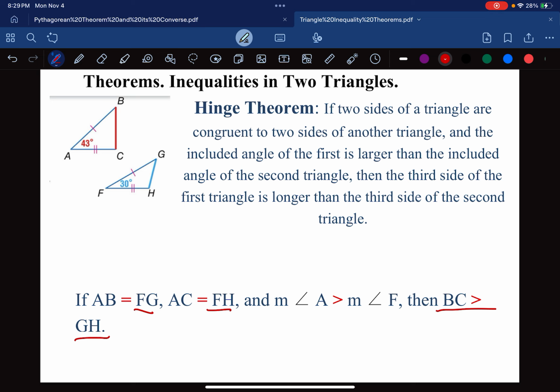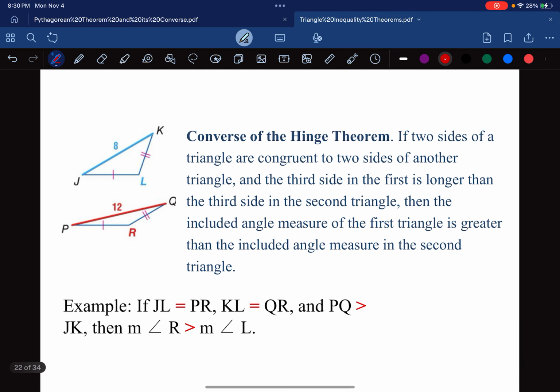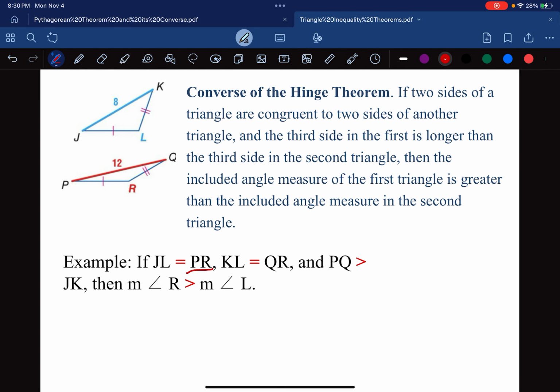Now, what's important about this theorem is that it's stating that if AB is congruent to FG and AC is congruent to FH, I'm going to take a look at my angles. One's 30 and one's 43. So what's bigger, 43 or 30? Well, 43 is greater than 30. So that means that BC would be greater than GH. Now, go ahead and copy this one down. PR, QR, and it's saying the exact same thing but backwards.